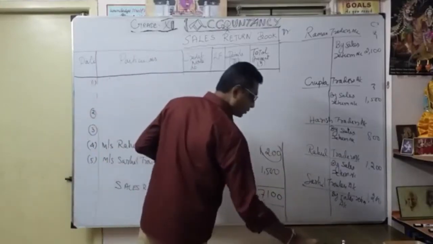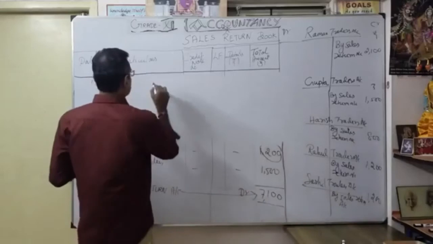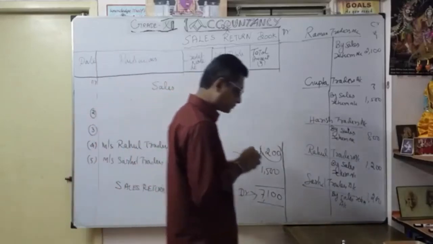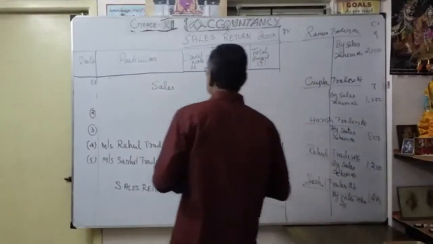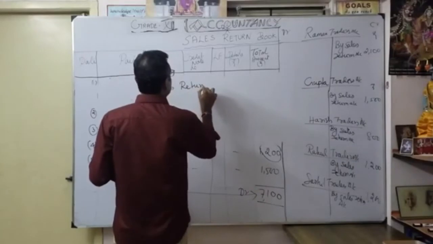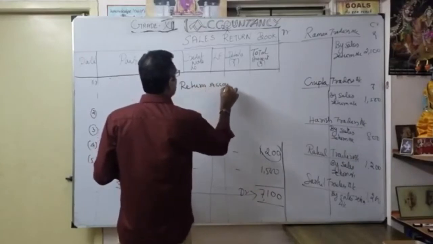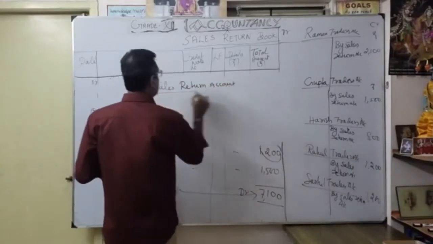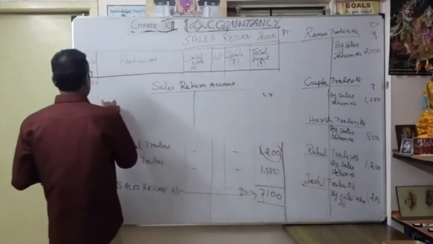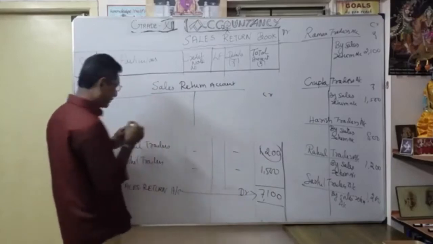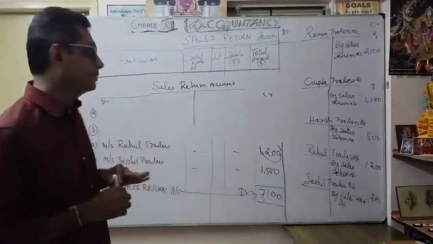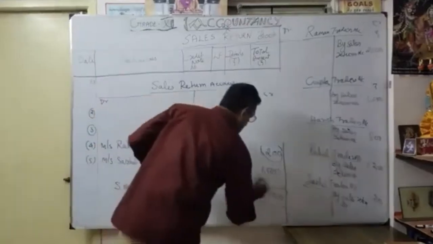Okay, so we want to open a ledger, what is it? Sales return account. Under that you can make this the credit side and this the debit side. So we are going to write whether it is the debit side or the credit side. Sales return is always what? Debit side. So you want to write this amount as a sundry.